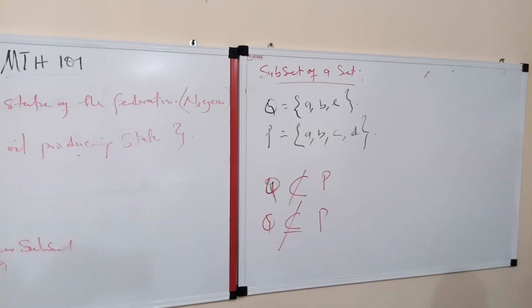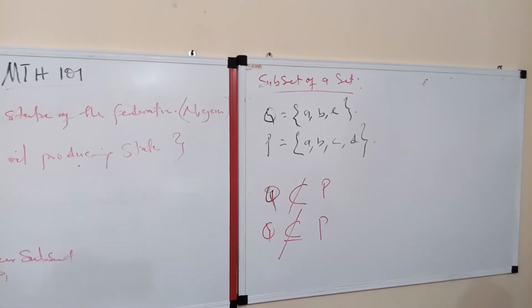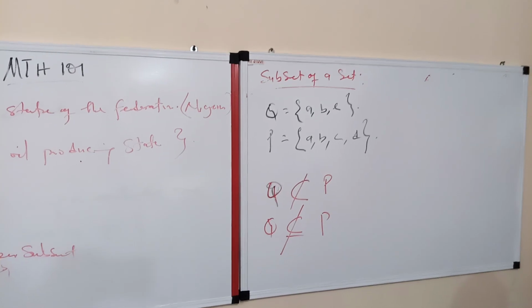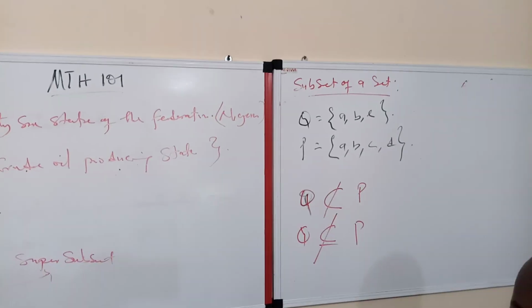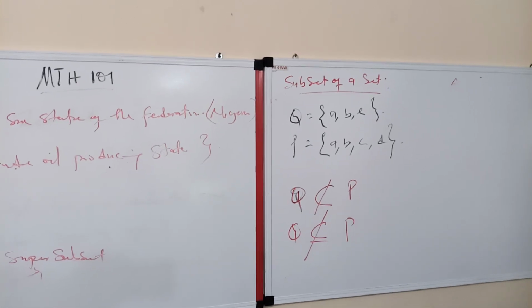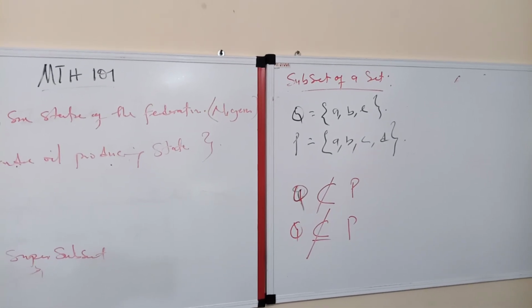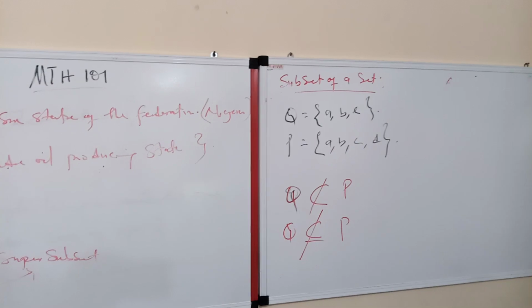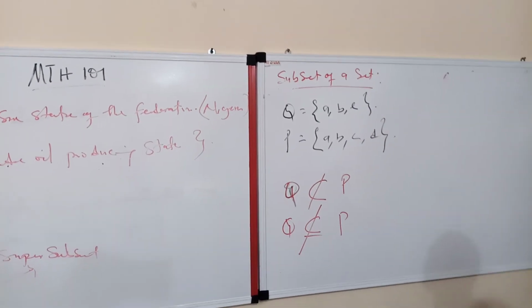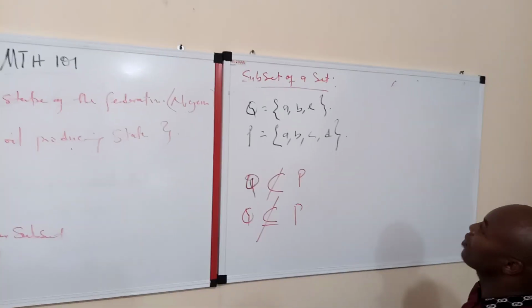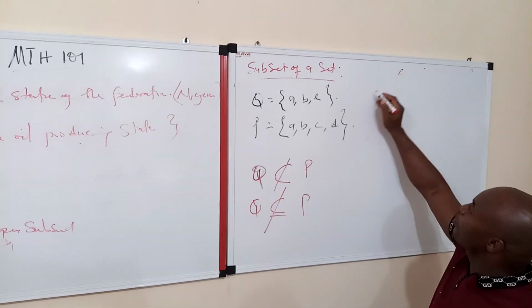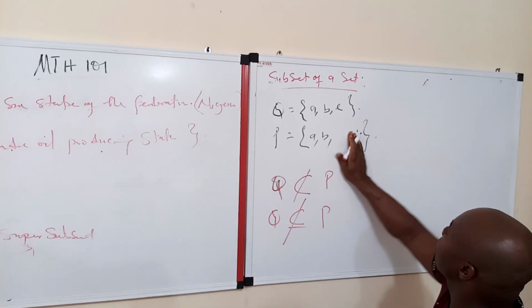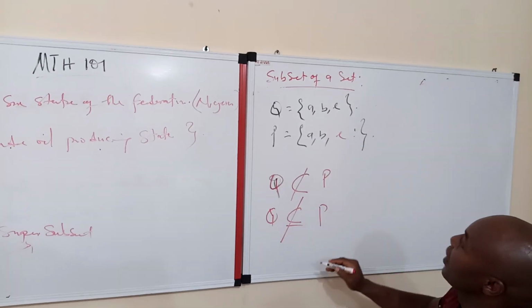Now I also wish to tell us that the null set, which we studied earlier, is a subset of every set. The null set is a subset of every set. And in this other one, where we were talking about improper subsets, let's assume we have this now, E here.